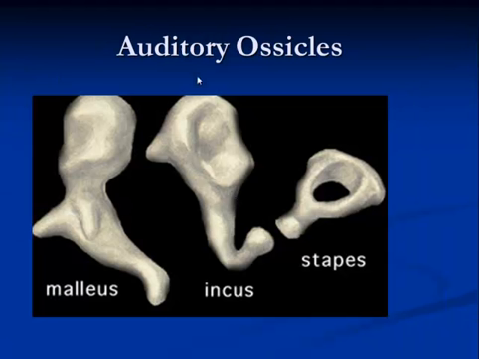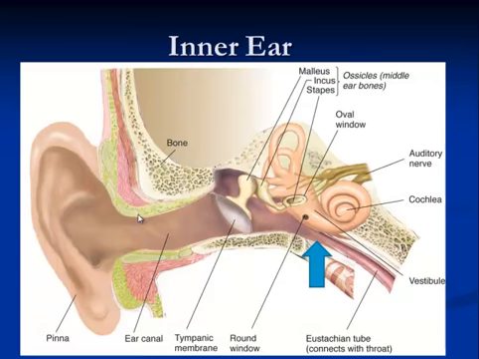So those are the auditory ossicles. The stapes here is going to hit that oval window. It's going to push that membrane, push fluid on the other side. Malleus, the incus, and the stapes. These are going to really magnify that energy.